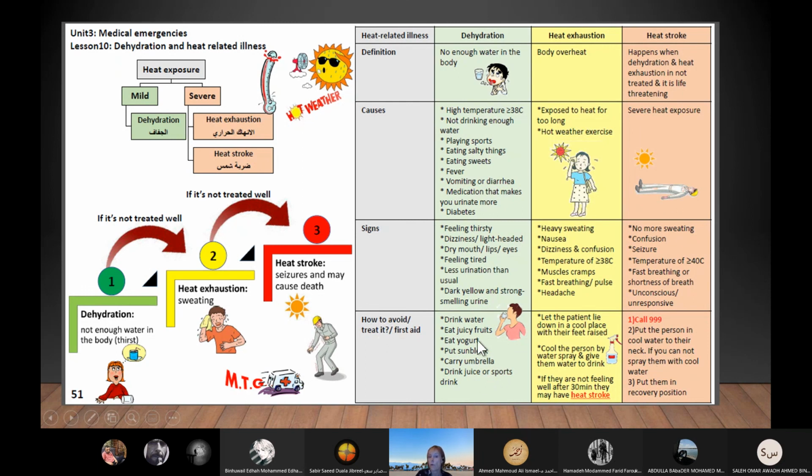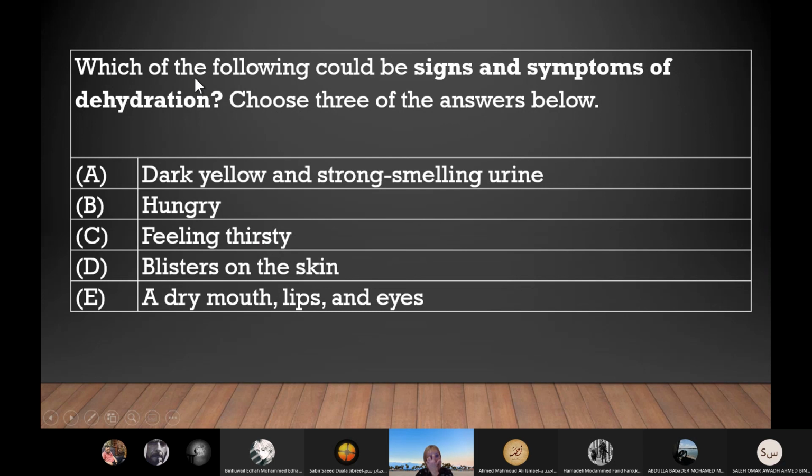Okay, so how to avoid it, obviously, drinking enough water and keeping the sun off you by carrying an umbrella or putting sunblock on. So which of the following could be signs and symptoms of dehydration? Does anybody want to choose the three? What would be a sign of dehydration? Feeling thirsty. Yes. Dry mouth and lips and eyes. Dark yellow urine. Yes, excellent.